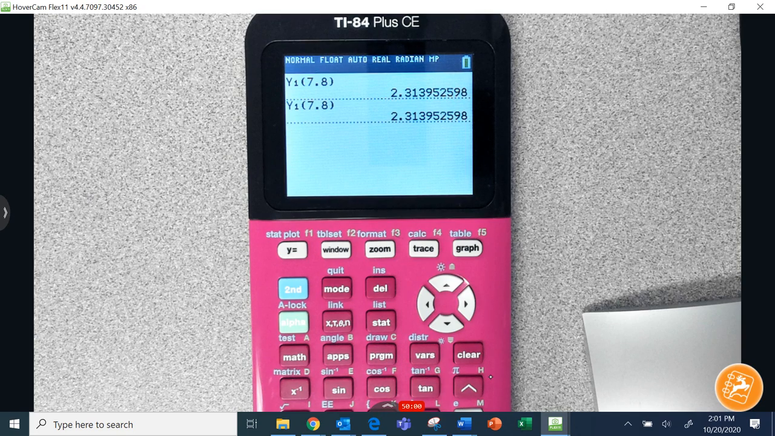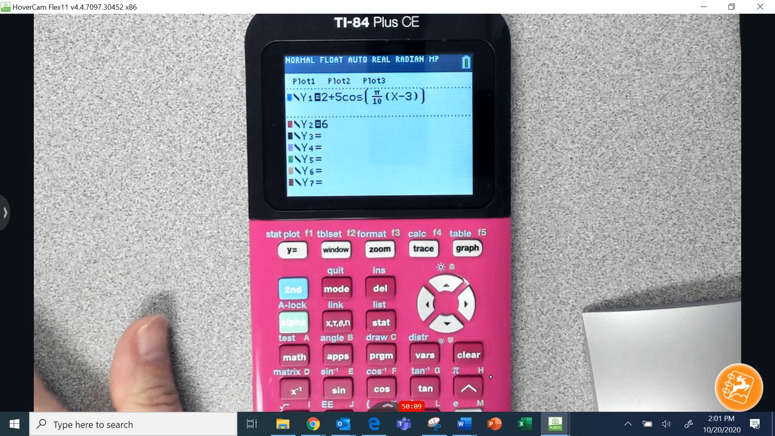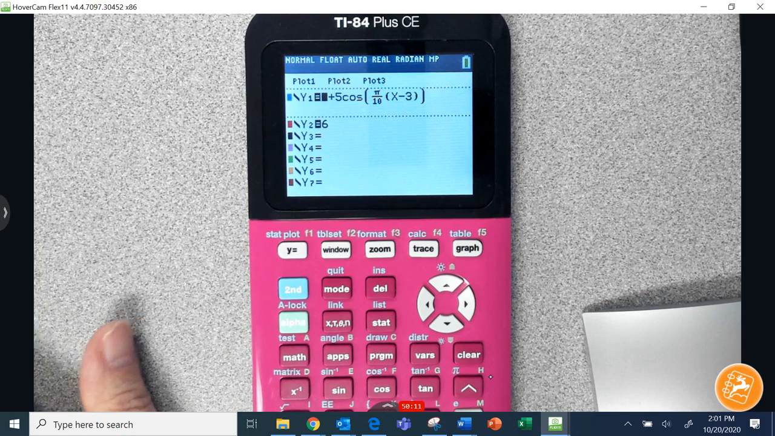I'm in radian mode. Are you in radian mode? Not getting the right answer? Is it possible you typed it in wrong? I can look at it.